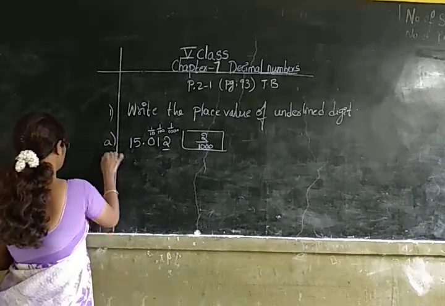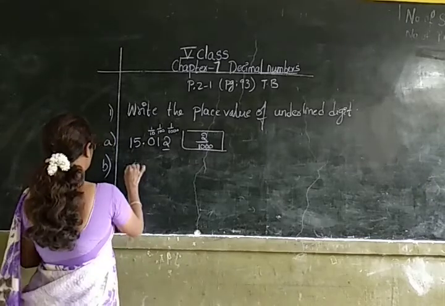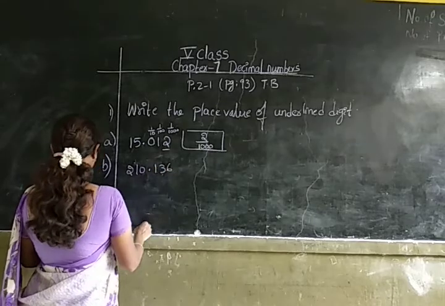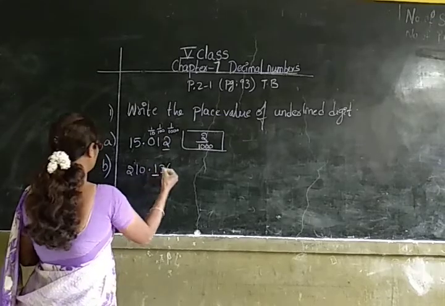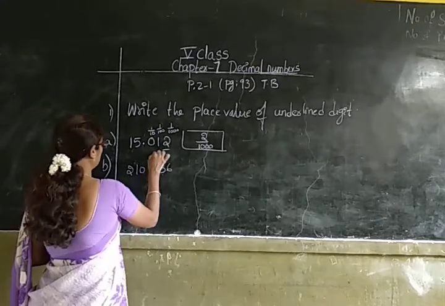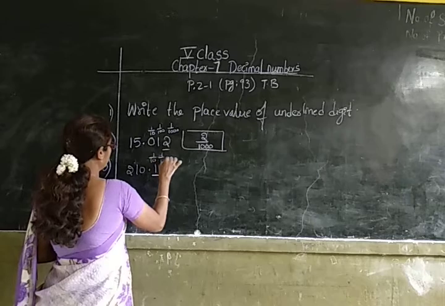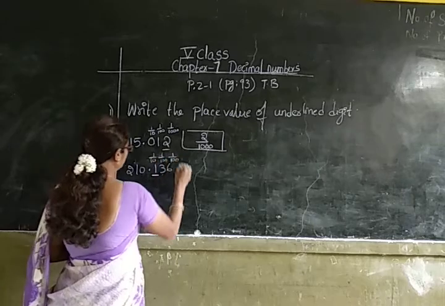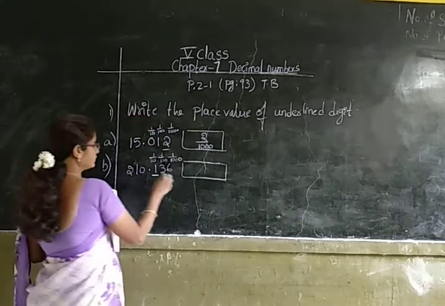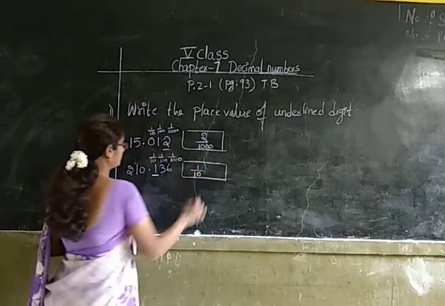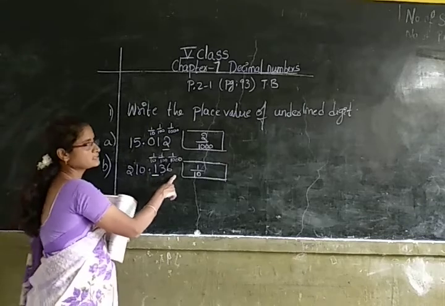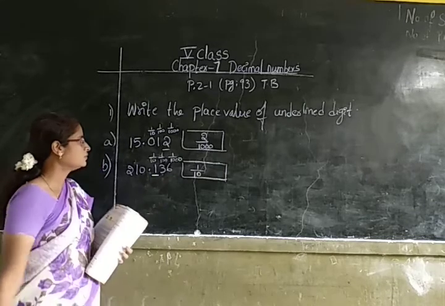Now let us do the B sum. 210.136. So now we have to write down the place value of 1. So 1 by 10, 1 by 100, 1 by 1000. So 1 is in the tenths place. So its place value is 1 by 10. This is the tenths place. This is the hundredths place. This is the thousandths place. Okay, children.